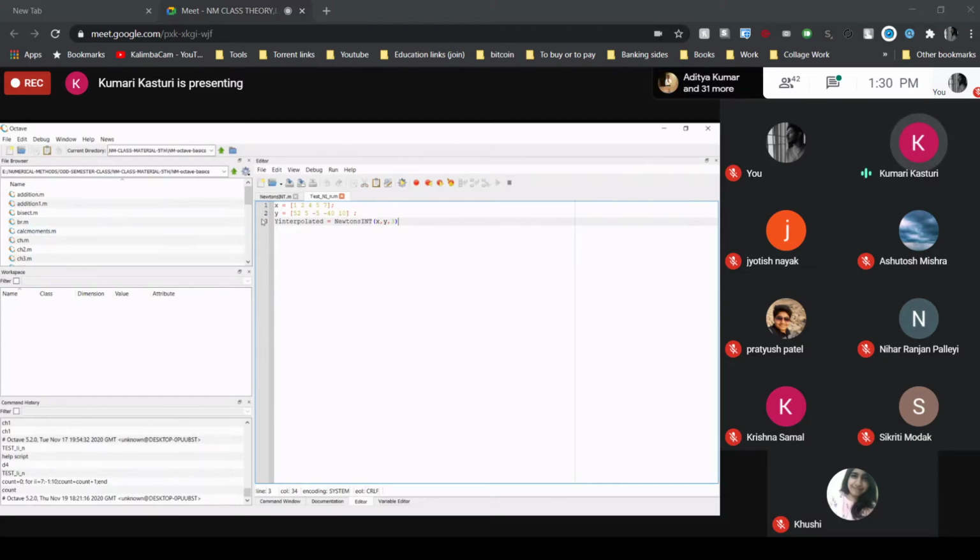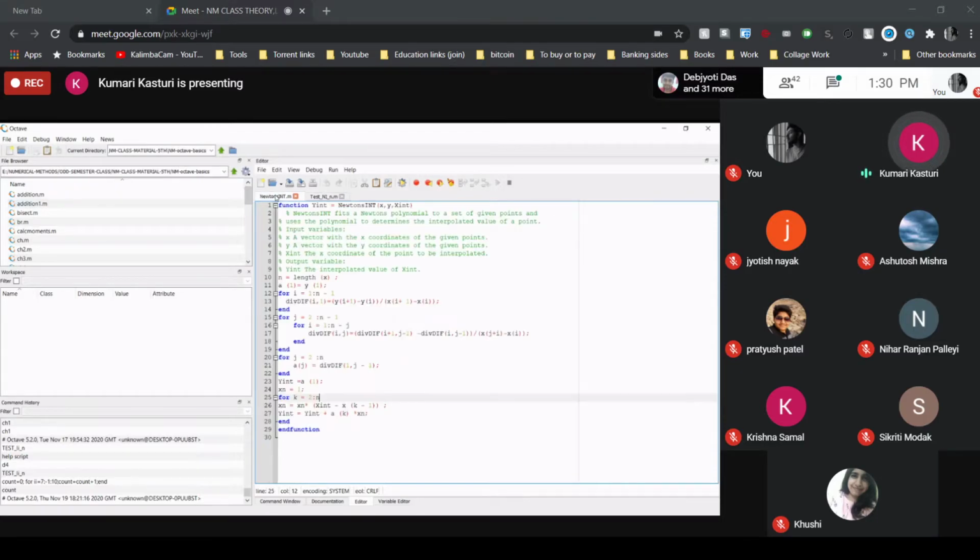Whenever you are calling a function, this is your output argument, that is y_interpolated. y_interpolated means I want to find out the interpolated value at x is equal to 3. And here the inputs are given: x and y, meaning these coordinate data points, comma 3. 3 is nothing but at x is equal to 3 you want to find the interpolated value. Up to this, clear? Yes, clear, ma'am.